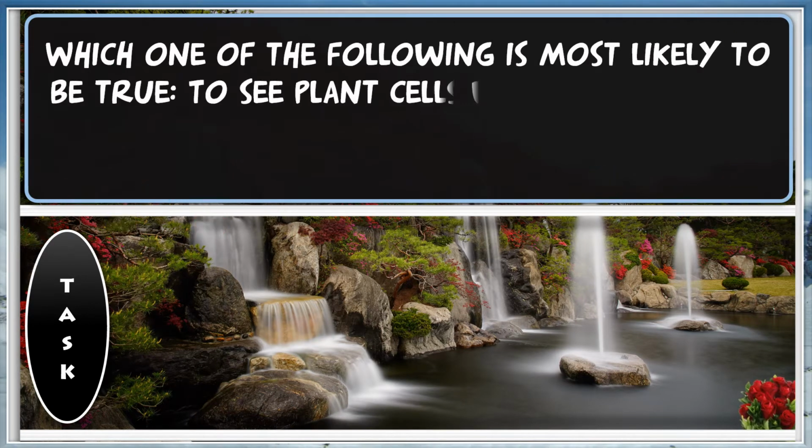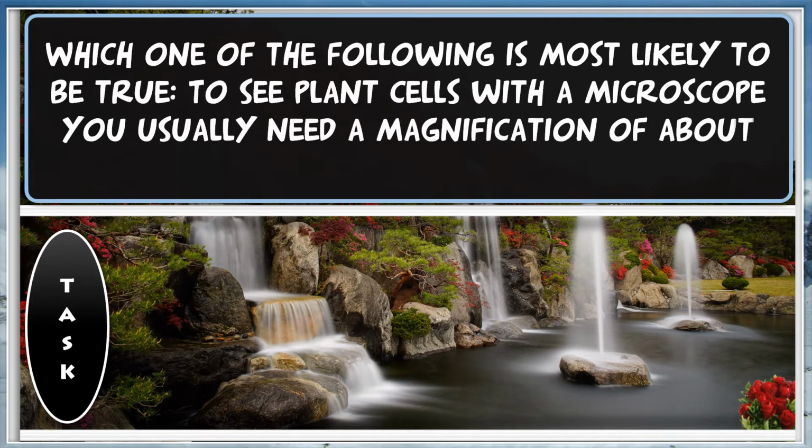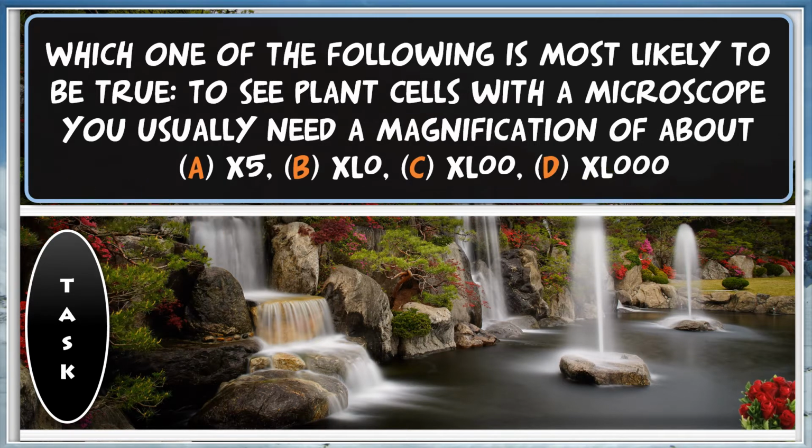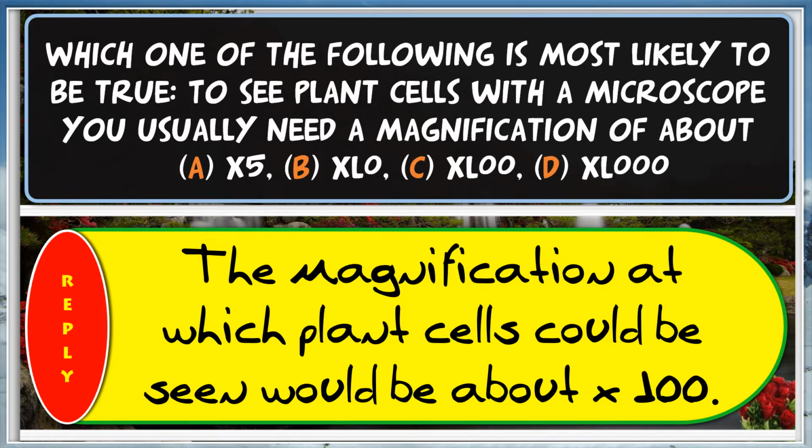Which one of the following is most likely to be true? To see plant cells with a microscope, you usually need a magnification of about A, 5, B, 10, C, 100, D, 1000. The magnification at which plant cells could be seen would be about 100.